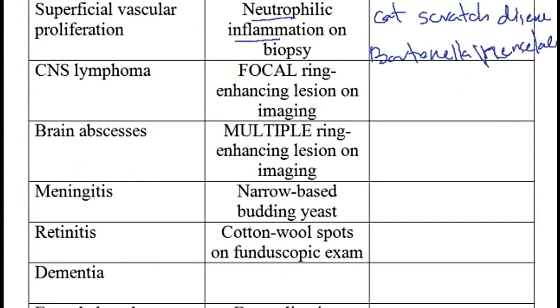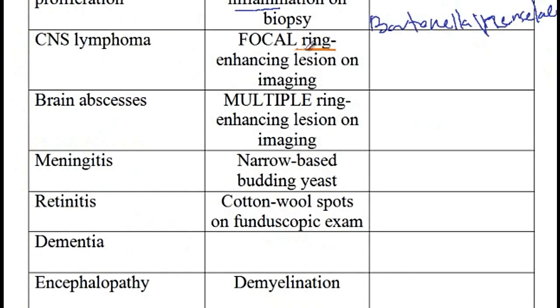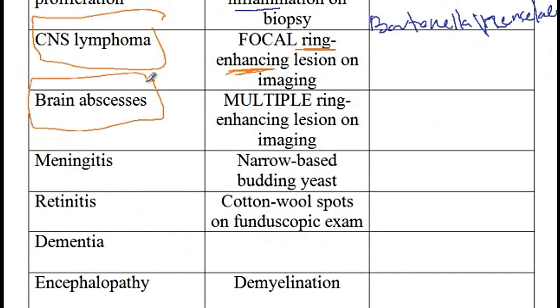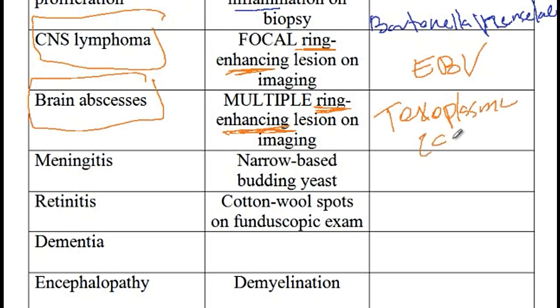Next, we have 2 conditions that present with ring-enhancing lesions. So both CNS lymphoma and brain abscesses will present with ring-enhancing lesions. And the first one, CNS lymphoma, is caused by Epstein-Barr virus. And then the brain abscess, which presents with multiple ring-enhancing lesions, is caused by toxoplasma, and usually in patients that have a CD4 count of less than 100.